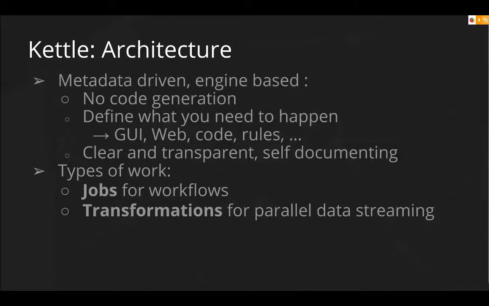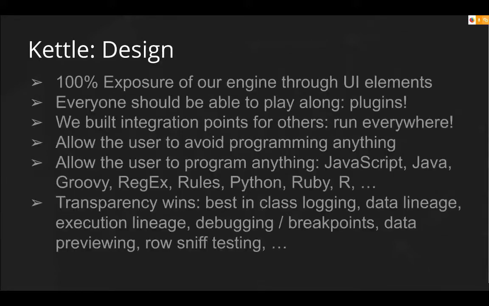And we support two types of work in general: jobs, which are the workflows, a sequential series of things that need to happen, like copy some files, FTP something, mail something to an operator, and transformations, which describe parallel data streaming loads. And so 100% of all the options in the engine that we have built is available through user interface elements.